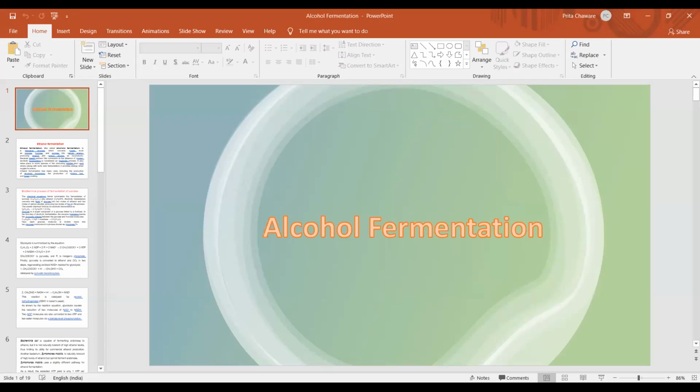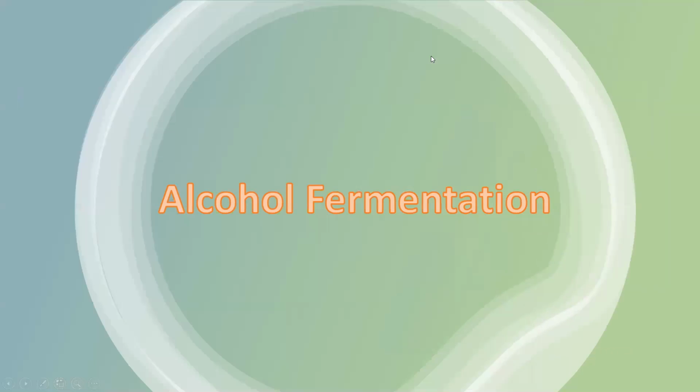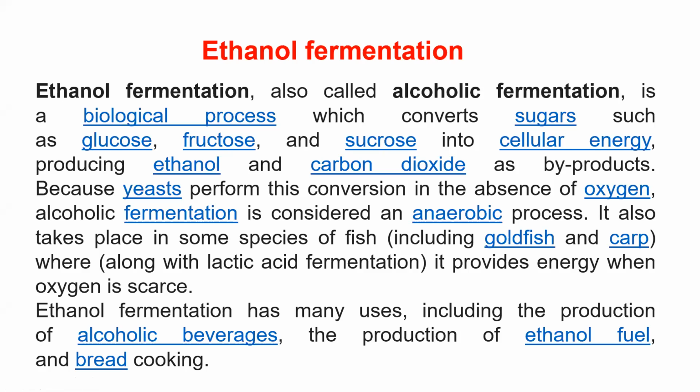Okay, so I will start now. So the next point is alcohol fermentation. Usually alcohol fermentation is called ethanol fermentation, but in alcohol you have many types like ethanol, butanol, propanol, etc. But when we speak about biofuel or fuel, we only speak about ethanol. So ethanol fermentation is also called alcoholic fermentation.